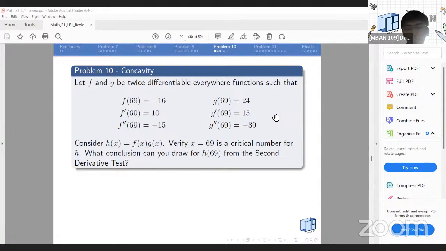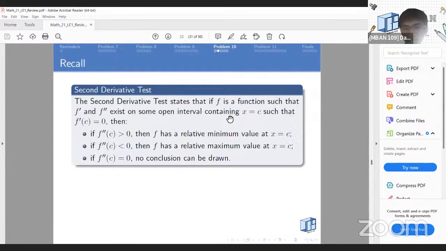Verify that x equals 69 is a critical number for h. What conclusion can you draw for h of 69 from the second derivative test? Ngayon, let's recall what the second derivative test is.